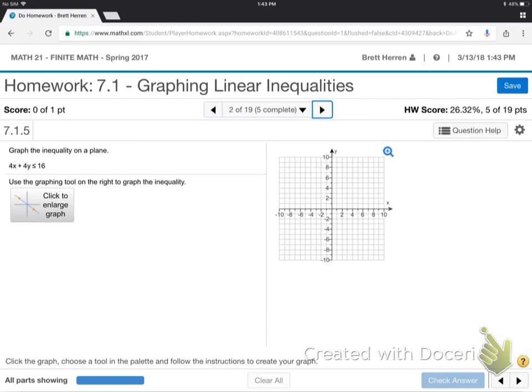Okay, so this one's a little different. Let me write it out where you can see it a little bit better.